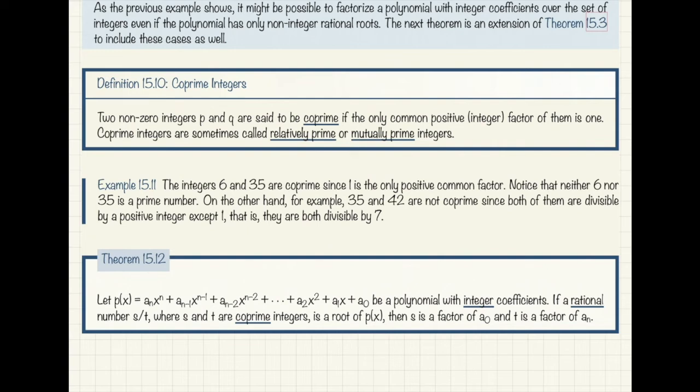On the other hand, 35 and 42 are not coprime. Why? Because 7 is a factor of 35, and it's also a factor of 42. So in the list of factors of 35 and the list of factors of 42, I was able to find another factor, except 1, that is common to both of them, and that is 7. So that's the meaning of being coprime.